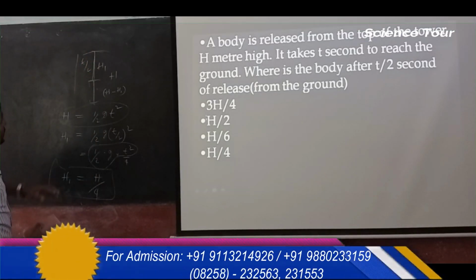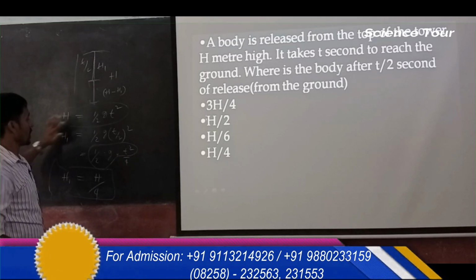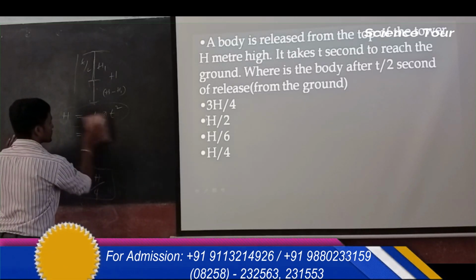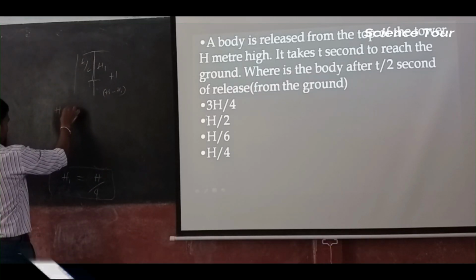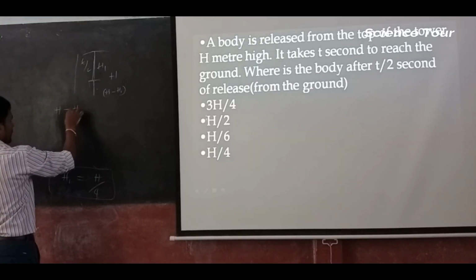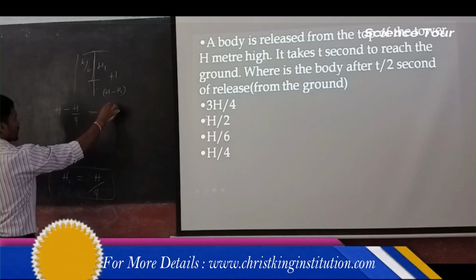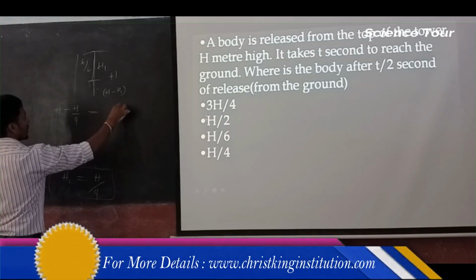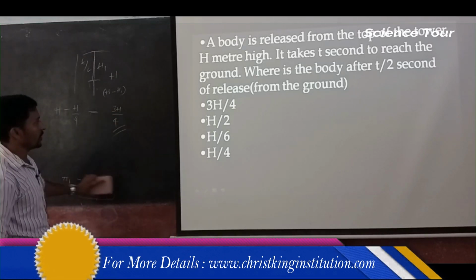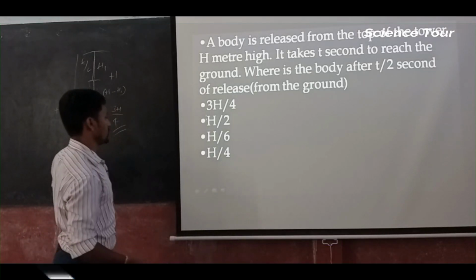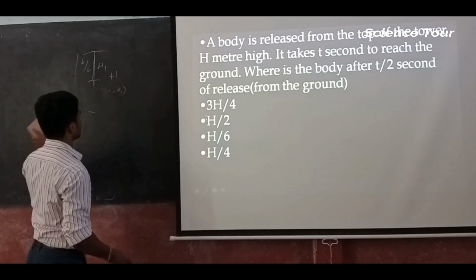Now the height from the ground is what I have to find, so I have to subtract. h minus h1 is h minus h by 4, which is equal to 3h by 4. That is the first option.